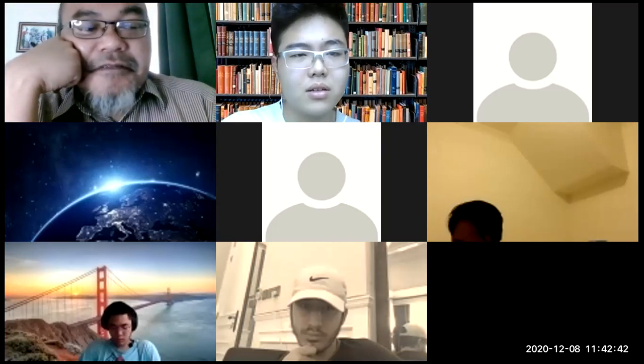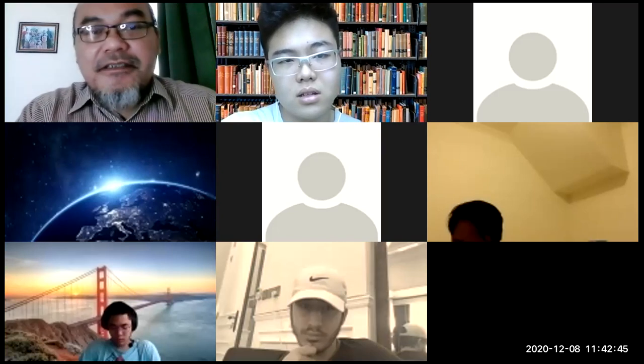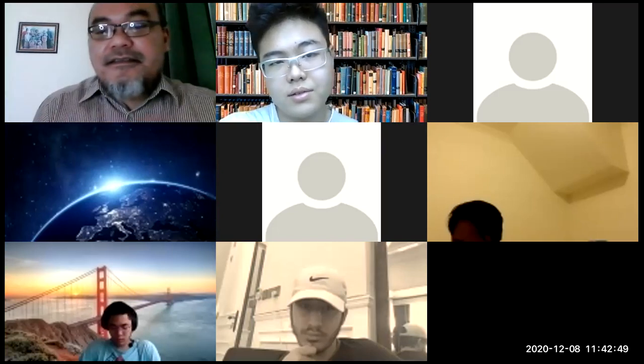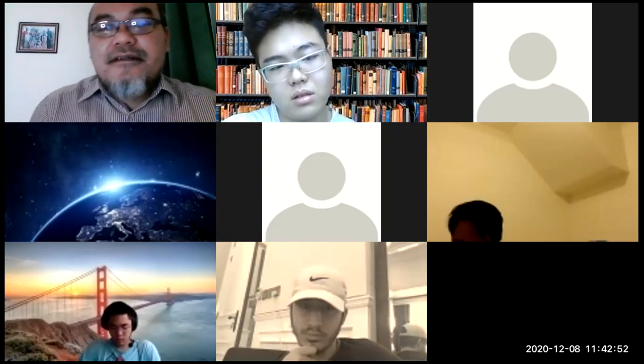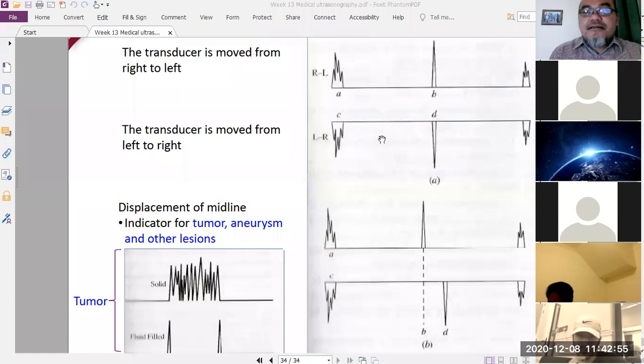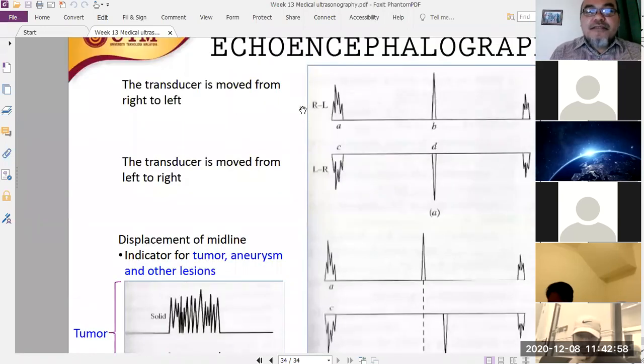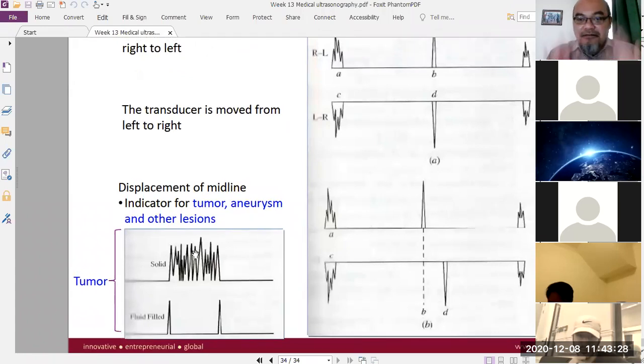Different placement, yes. If you put in a different placement, yes, it will affect the image. Like in the last slide, for example, right? This is for imaging the brain, right? We deliberately move the transducer, first from right to left, then the other from left to right. So it is being shifted from a different direction. So from here we know the position inside our brain where there is an indicator of some abnormalities. Yeah, and then we will also know from the spike whether it is a solid tumor or otherwise an aneurysm.